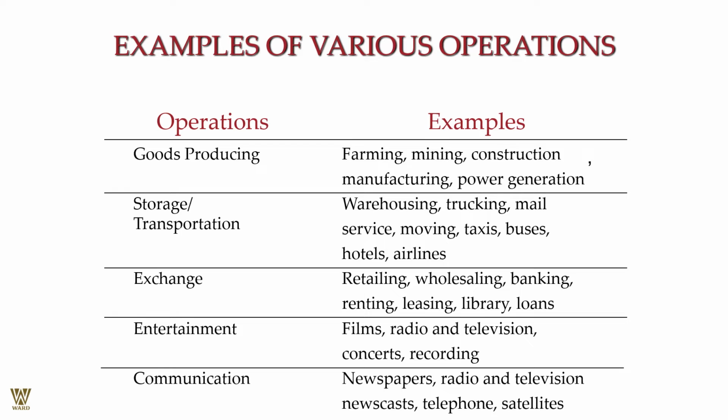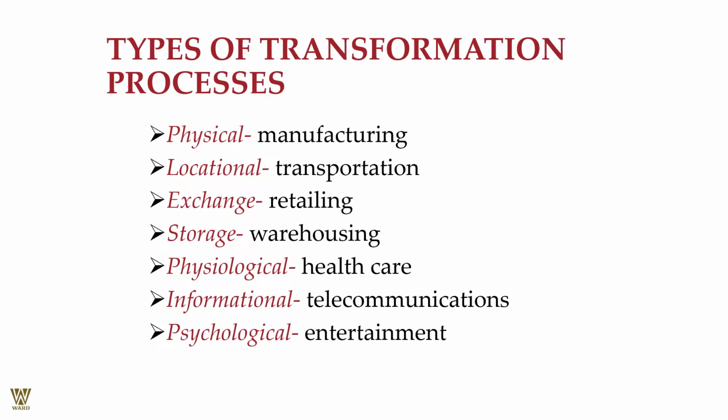So, examples of various operations. In goods producing, we are talking about farming, mining, construction, manufacturing, power generation. For operations such as storage or transportation, we are talking about warehousing, trucking, mail service, taxis, buses, hotels, airlines. For operations like exchange, retailing would be an example, wholesale, banking, renting, leasing, library, loans, everything would be an example. Entertainment would be films, radio, television, concerts, and recording. Similarly, communication would be newspaper, radio, television, newscast, telephone, and satellite.